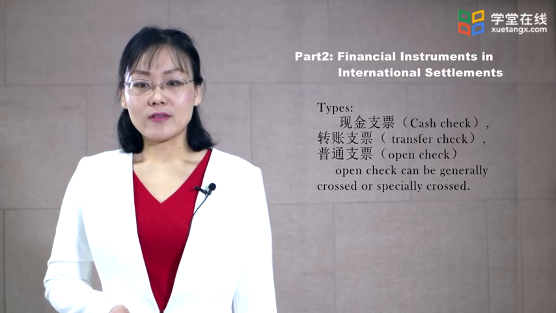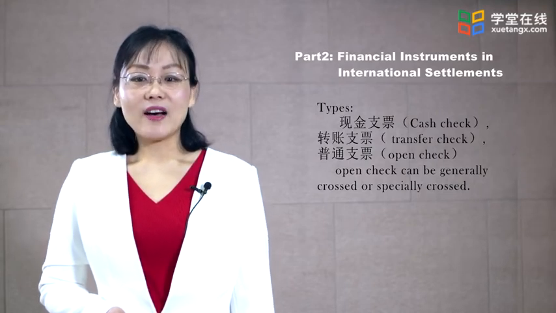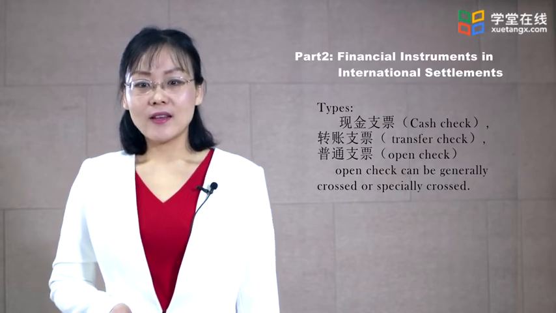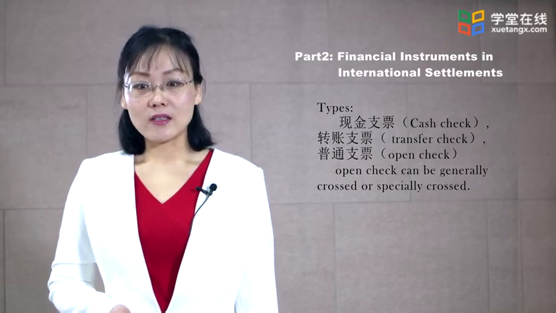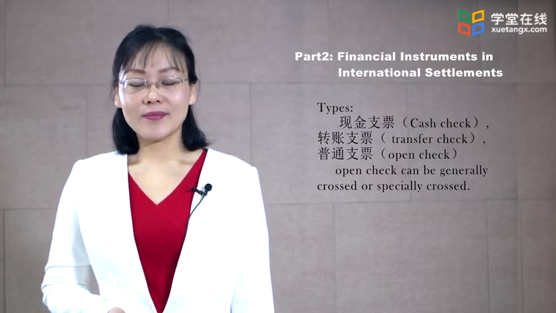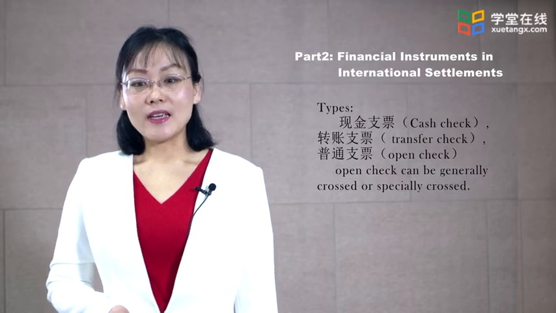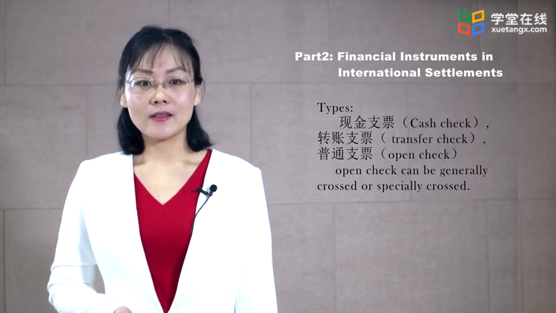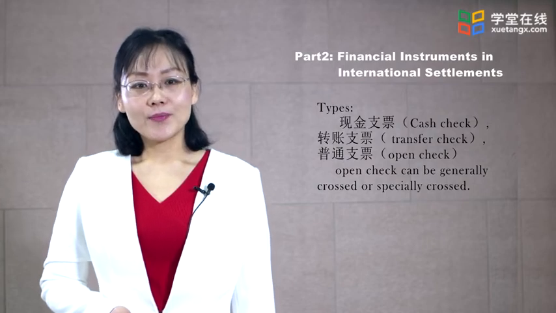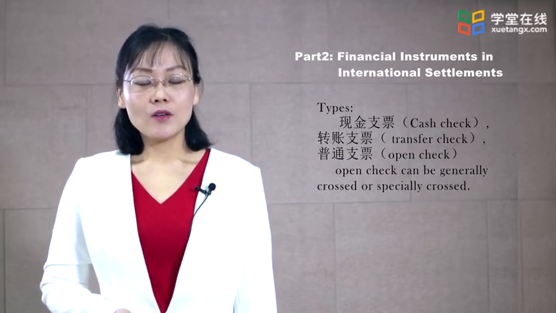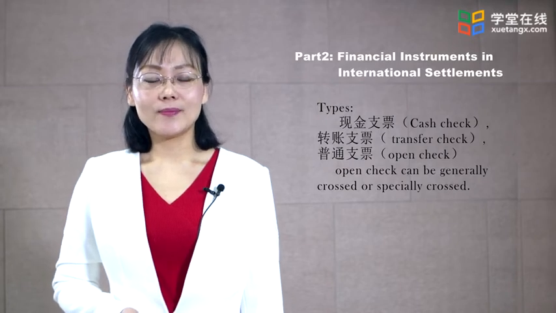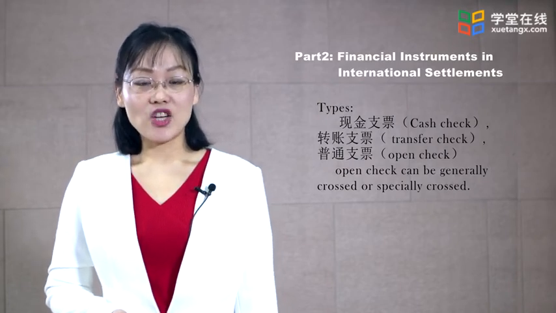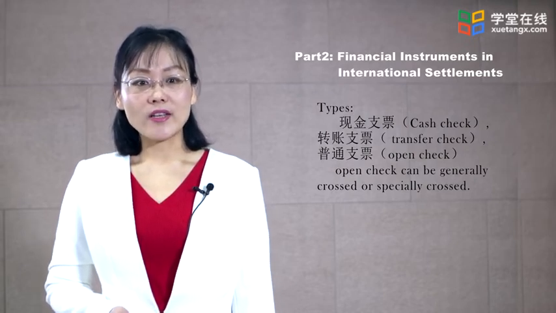According to payment methods, checks can be divided into cash check and transfer check. The former can only be paid over the counter at the bank, and the latter should be deposited to the payee's account with the bank. Open check refers to a check whose holder can either get cash over the counter at the bank or deposit the check in his own account with the bank.